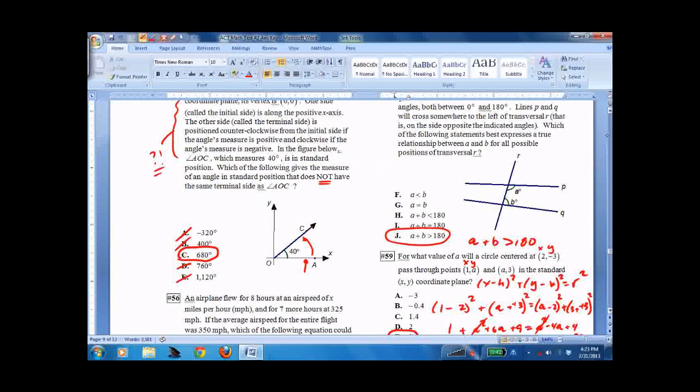Just realized that my lettering came off on this. It's supposed to be F, G, H, J, K. So I'll fix that on my hard copy, but make sure I'm correct on the test, on the answer key here.